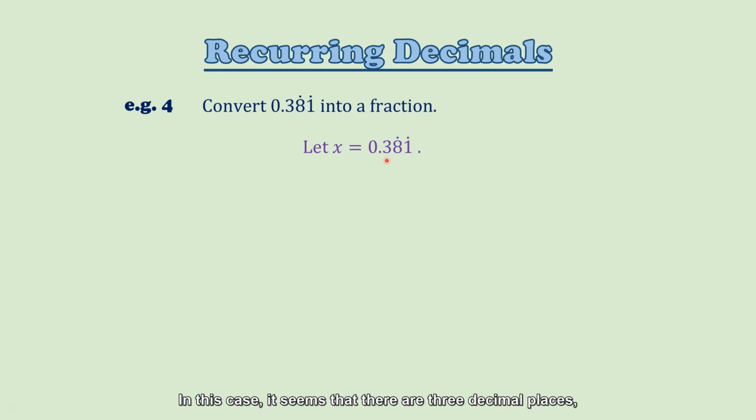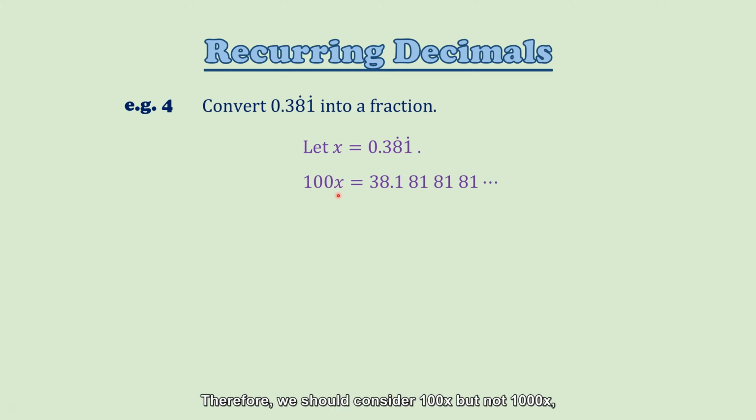Finally, let's take a look at this example. In this case, it seems that there are 3 decimal places, but there are actually only 2 recurring decimal places. Therefore, we should consider 100x but not 1000x. So we move this decimal point to the right by 2 digits, 1, 2, and therefore it is equal to 38.1818181 so on and so forth.